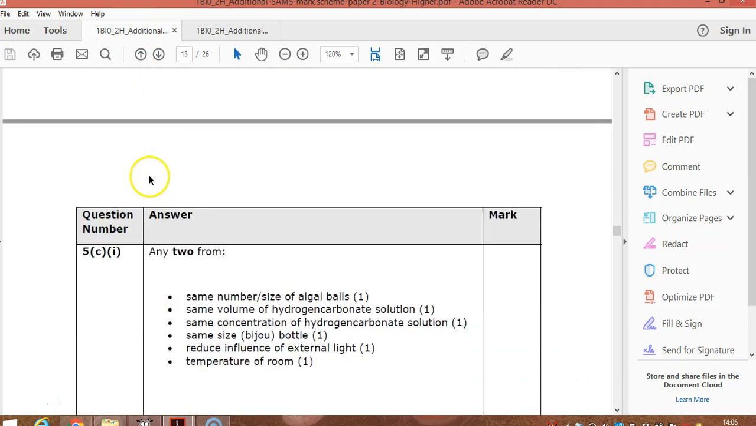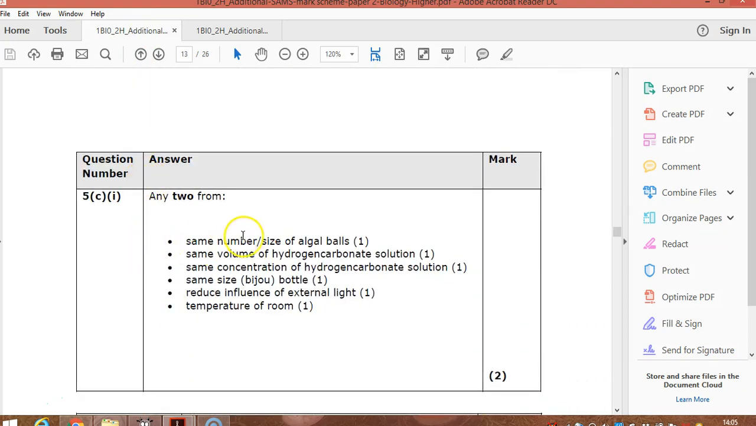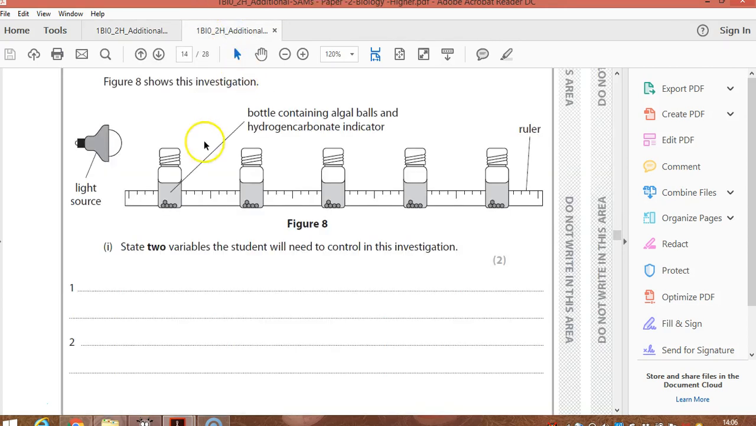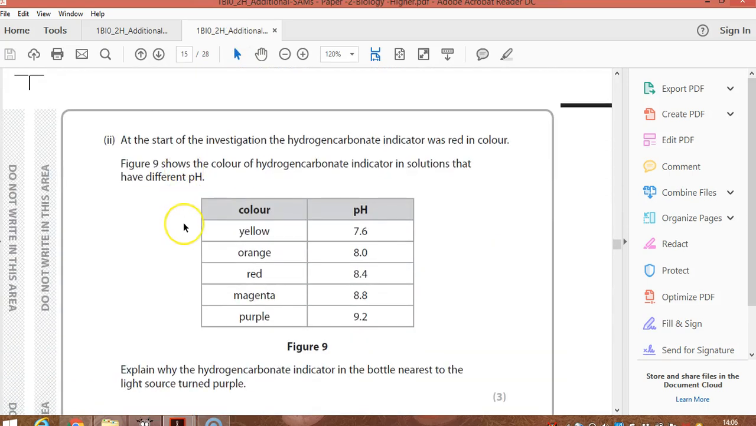Answer is any 2 from the same number or size of algal balls, the same volume of hydrogen carbonate solution, because if there's more hydrogen carbonate solution, it will take more carbon dioxide, oxygen to turn. Same concentration of hydrogen carbonate, the same size of bottle, or BG, reduce influence of external light and the temperature of the room, because as you should know, temperature affects photosynthesis.